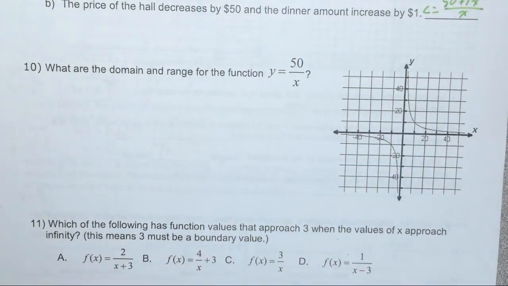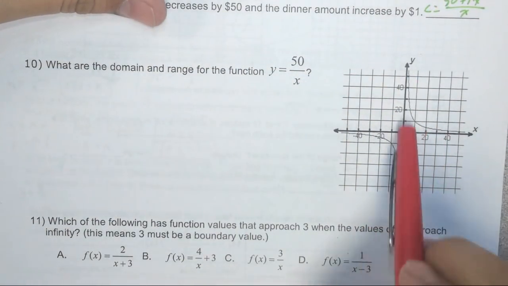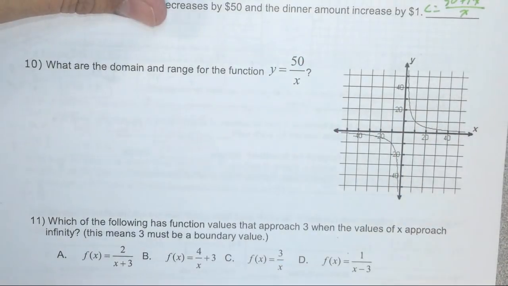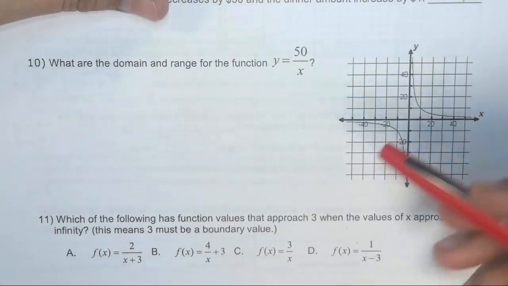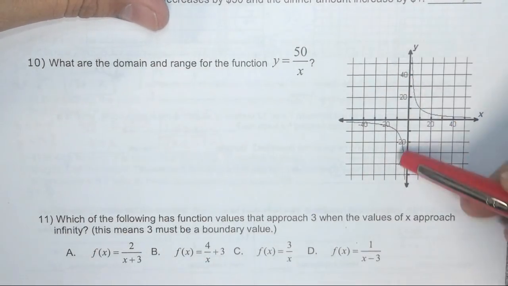Number 10, I'm not going to do on the video, write it down for y'all. This is this right here. Should be pretty straightforward what the domain and range are. Again, the domain and range is all real numbers except where the asymptotes are.